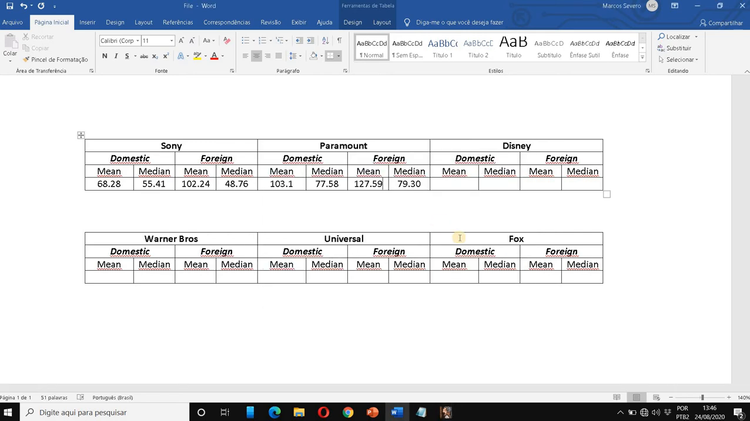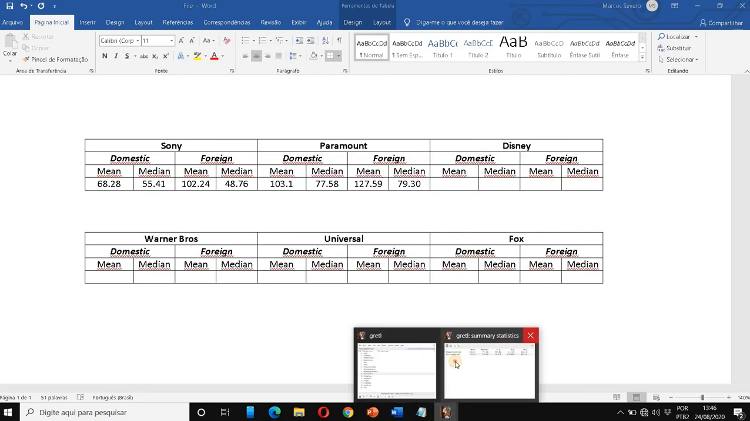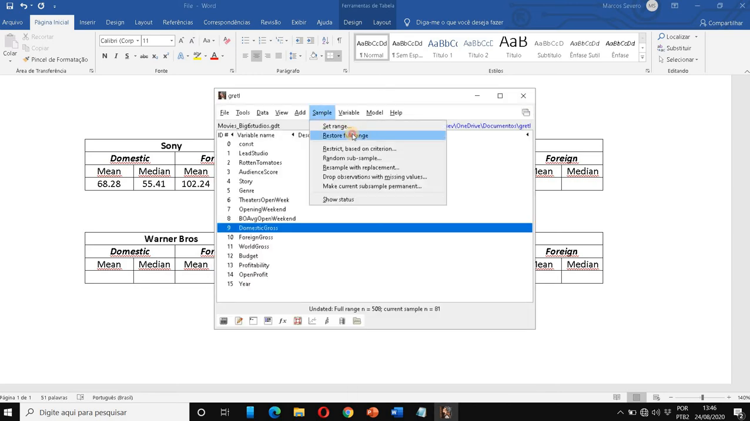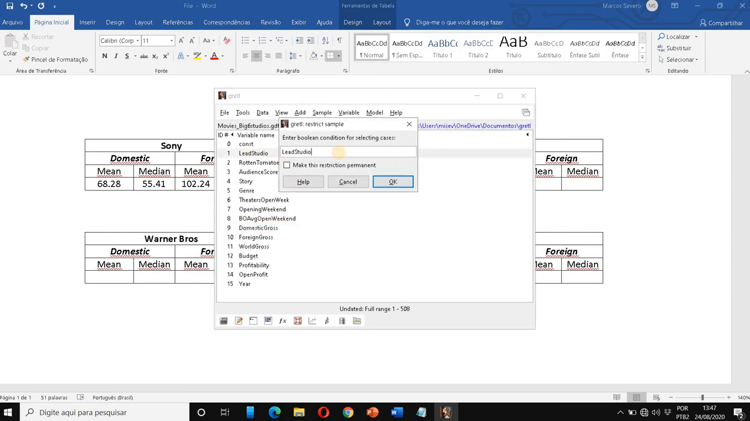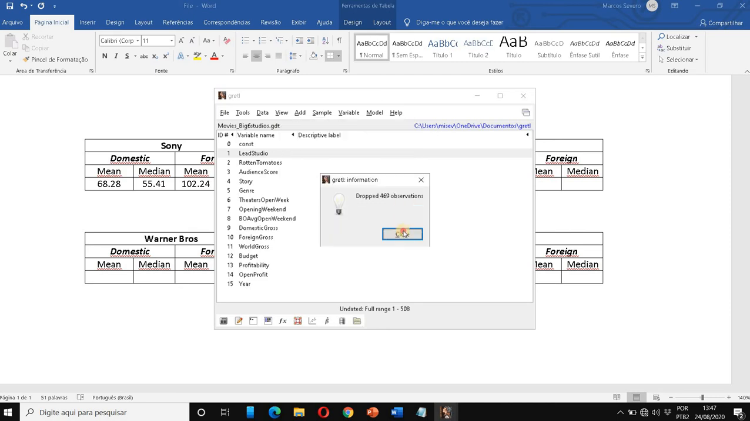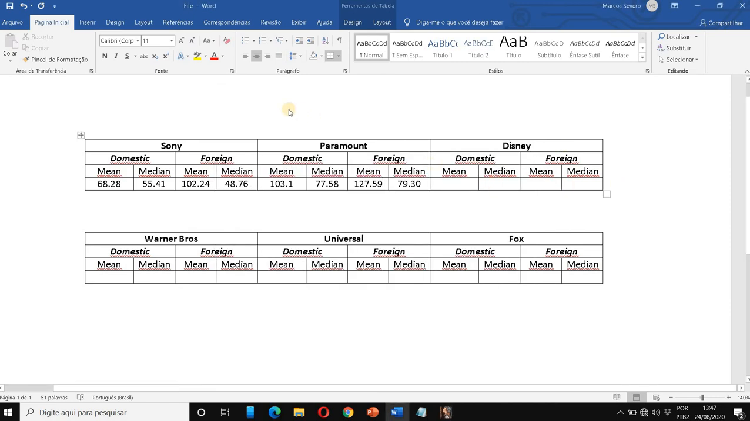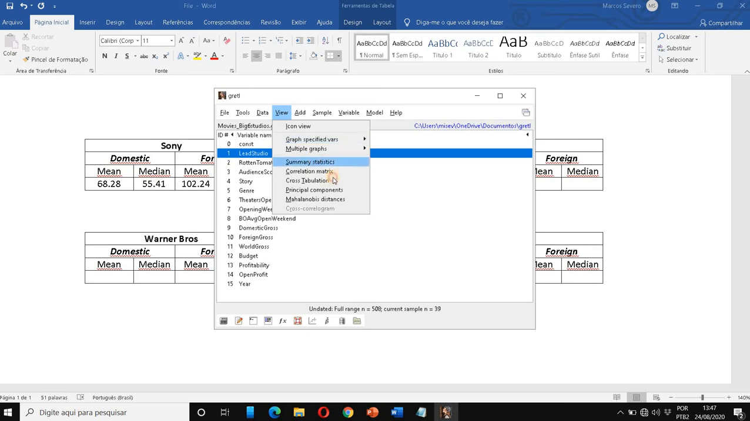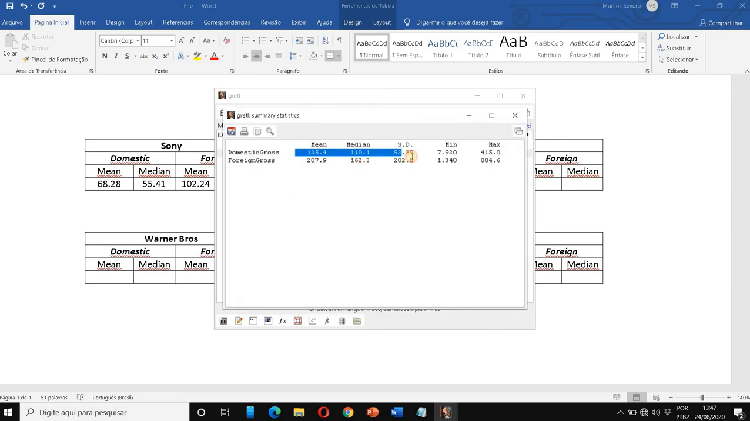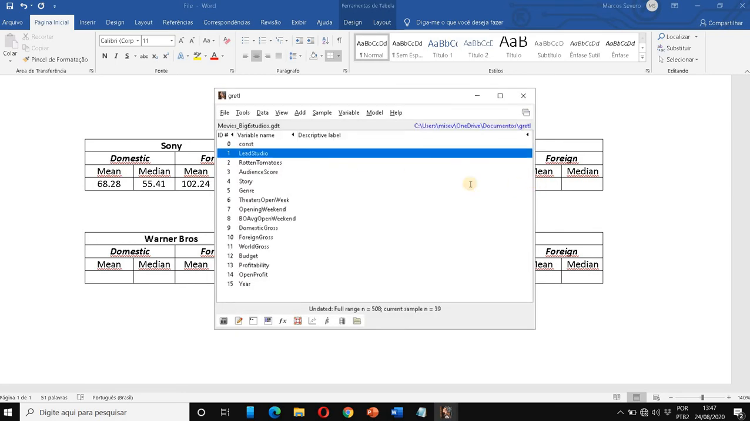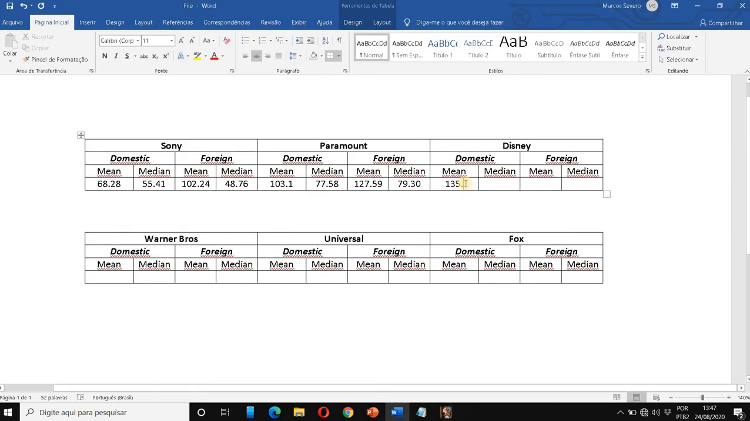And now let's do this with every single studio in the data set. So I'm going to restore, and now you know the entire procedure. So I'm going to sample, restrict, lead studio equals 3, okay. And now I'm working with Disney, okay. So summary statistics, domestic and foreign, okay. So 135.4.